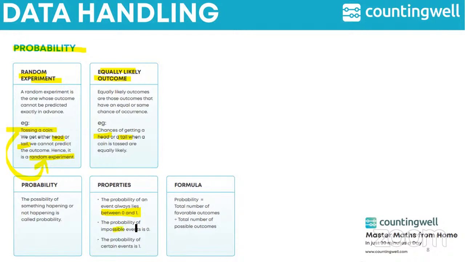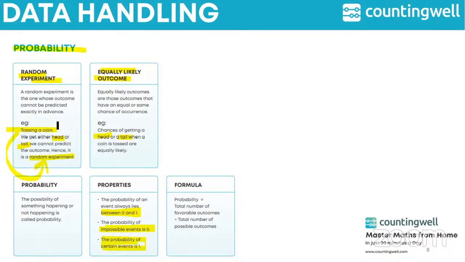Probability of impossible events is 0. Okay, impossible events are events that are compulsorily not possible to happen. And the probability of a certain event is 1.